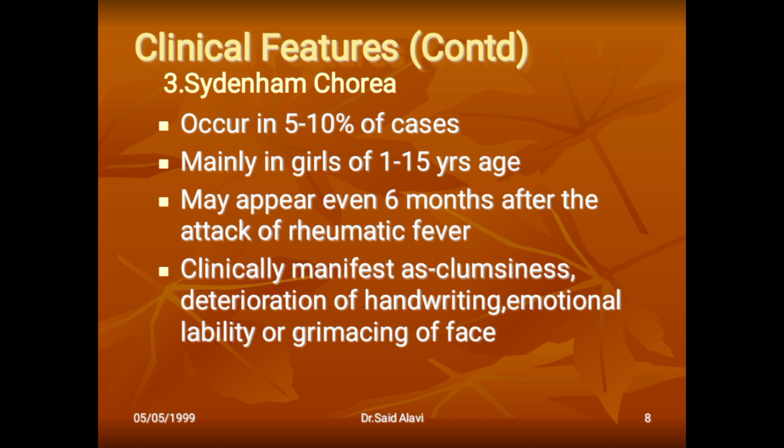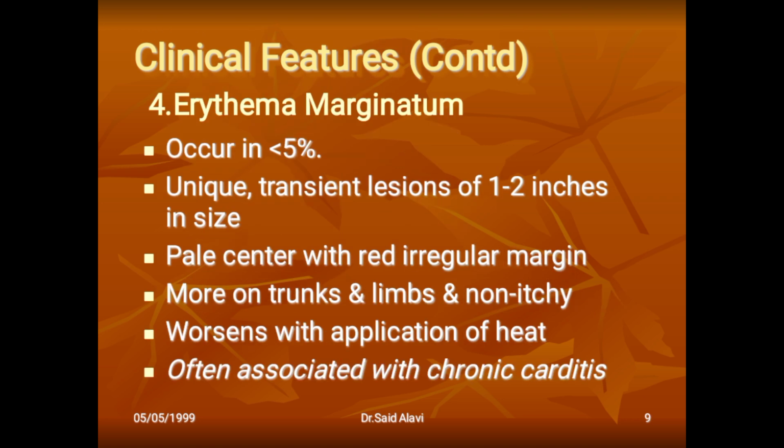Clinical features: chorea. It occurs in 5 to 10%, mainly in girls of 1 to 15 years of age. It may appear even 6 months after an attack of rheumatic fever. Clinically it manifests as clumsiness, deterioration of handwriting, emotional lability, and grimacing of the face.